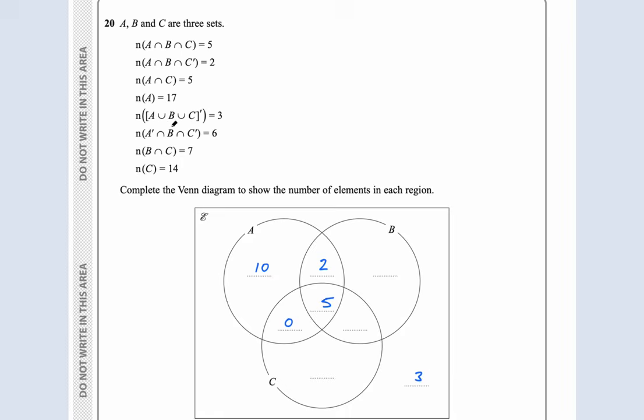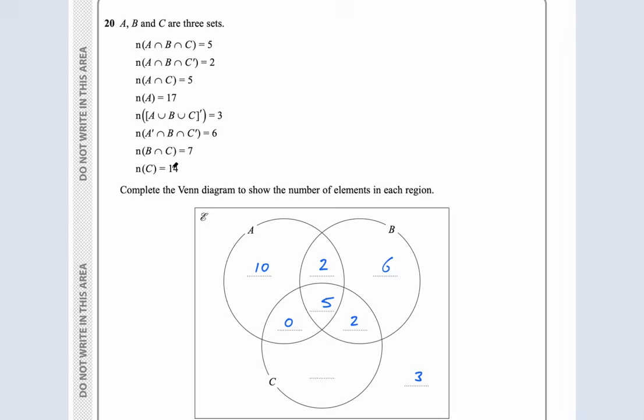Okay. Not in A and in B. So it's not in A, but it's in B, and it's not in C. So it has to be here. This is not in A, and it's in B, and it's not in C. So it's in B, and it's not in these two. There you go. B intersection C is 7. So here's 5. That means this must be 2, because 5 plus 2 is 7.